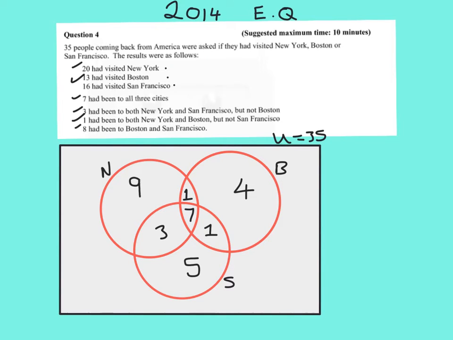Okay, last thing I need to do is check by adding all of these numbers here, do I get 35? And if I don't get 35, then I know that some people coming back from America didn't go to any of these cities. So let's look. We have 9 plus 3 plus 7 plus 1 plus 4 plus 1 plus 5. That gives me 30. So that means that 5 people in total didn't go to any of those cities at all.